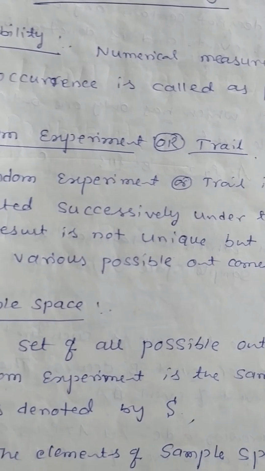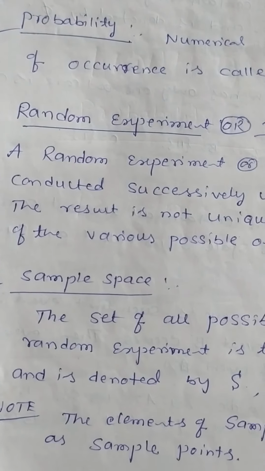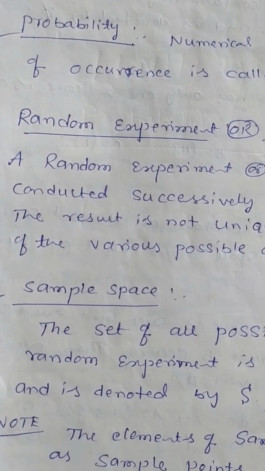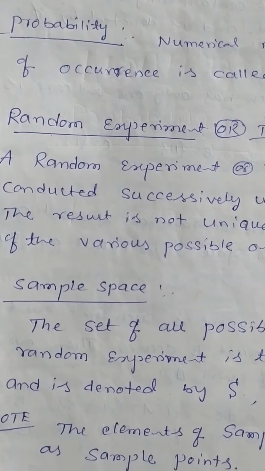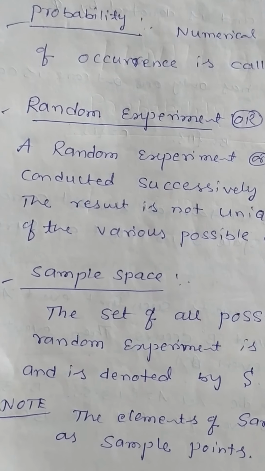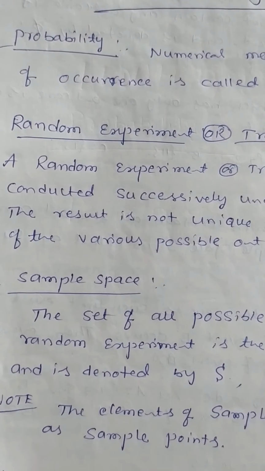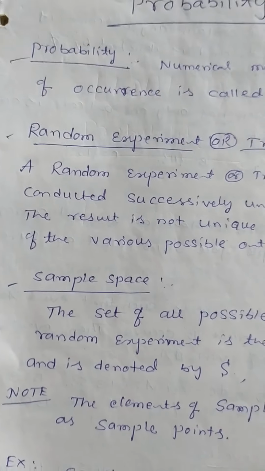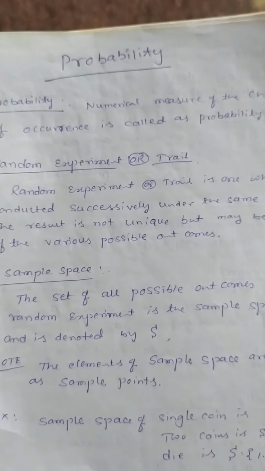Okay, different results. When we throw a die, if you get 1, in the next experiment you may get 2, or you may get 3, or 6, or 5, etc. Results are different, which means outcomes are different. Okay, this is called a random experiment.